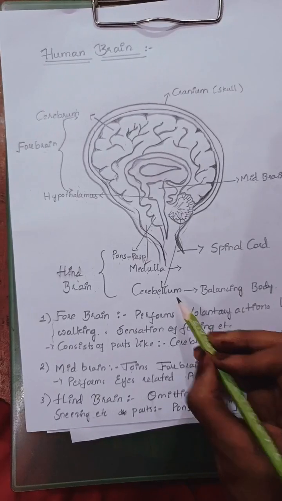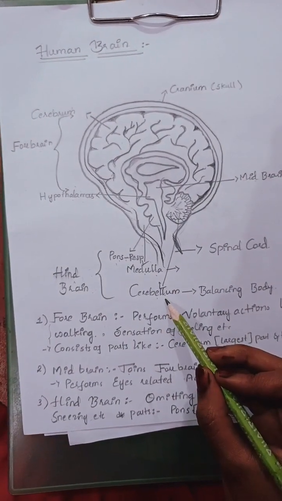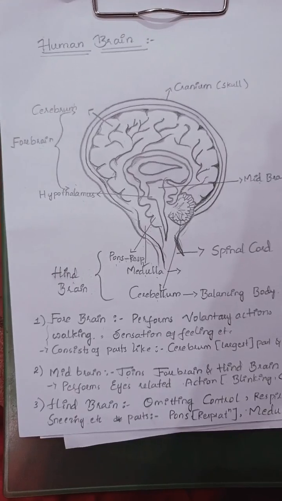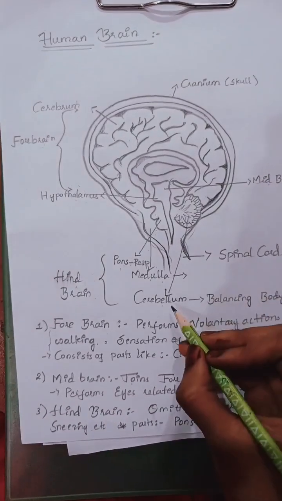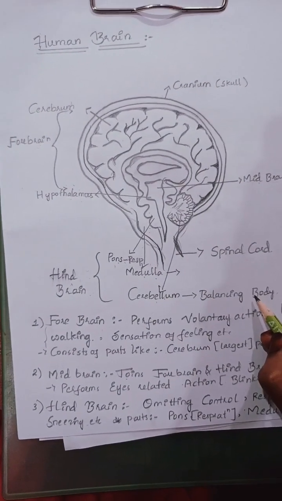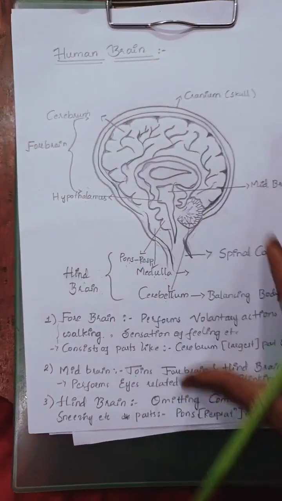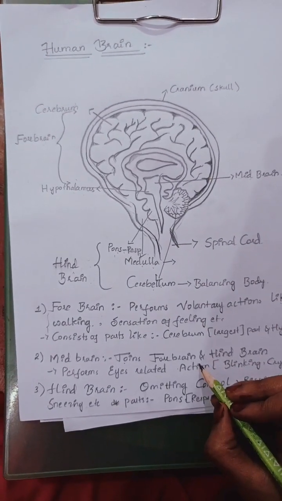And the cerebellum, which is also called the small brain. Understood? Also called the small brain, and this balances the body. If you have to stand, if you have to walk, at that time this part of the brain, the cerebellum, balances our body. Understood? So these are the functions which you have to note down here. I think you have understood this one.